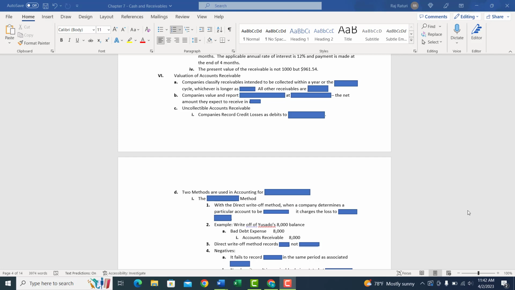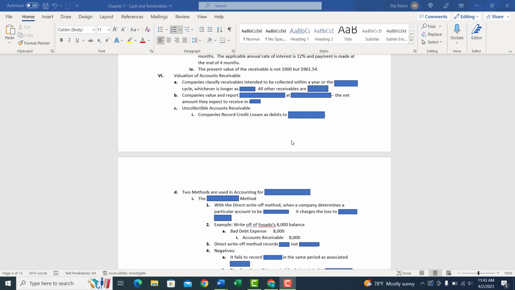Okay, this is lesson objective 5, and in this objective we're going to be valuing the accounts receivable. So companies classify receivables intended to be collected within a year or the operating cycle, whichever is longer, as current. All other receivables are long-term. Many companies value and report uncollectibles at net realizable value, which is the net amount they expect to receive in cash.